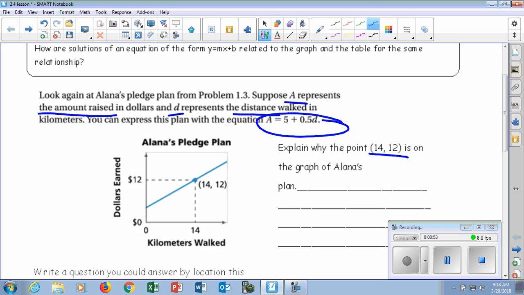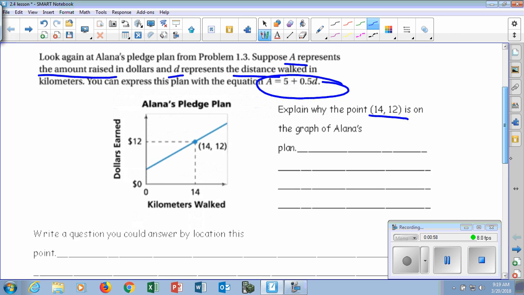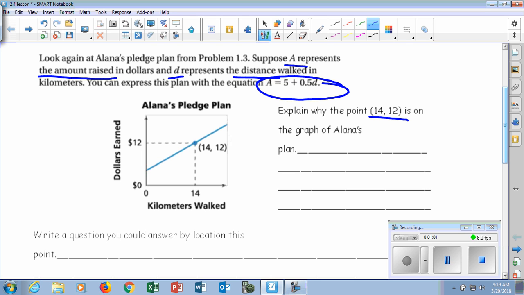Who was able to determine, Peyton, how can you explain why it's on the graph? How do you know it's on the graph? Yeah, what do you mean by match up in the graph? It goes through this line. So we look at where that point lies on our graph, (14, 12). Does that coordinate, (14, 12), go through our line? Does our line go through that point?